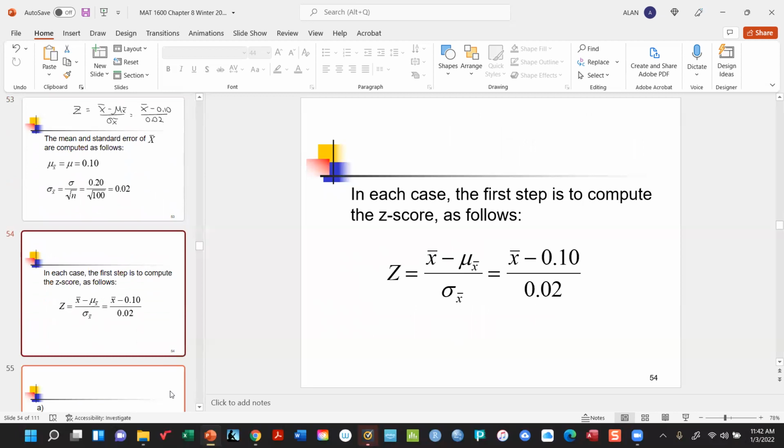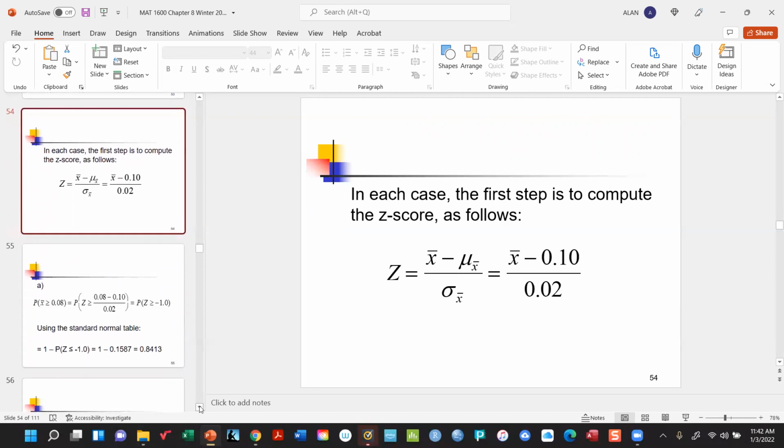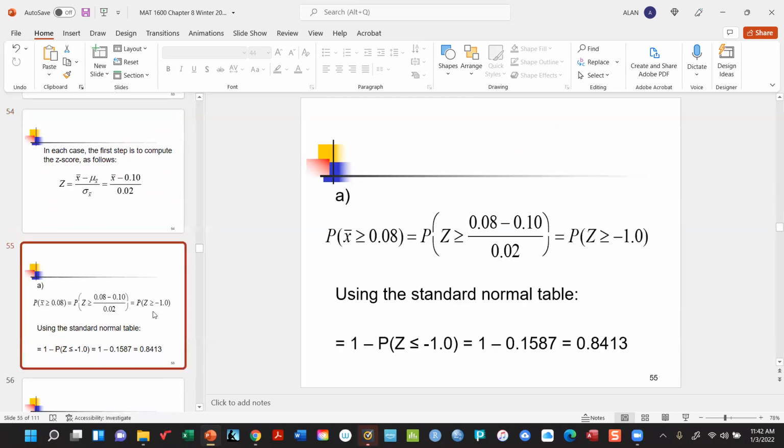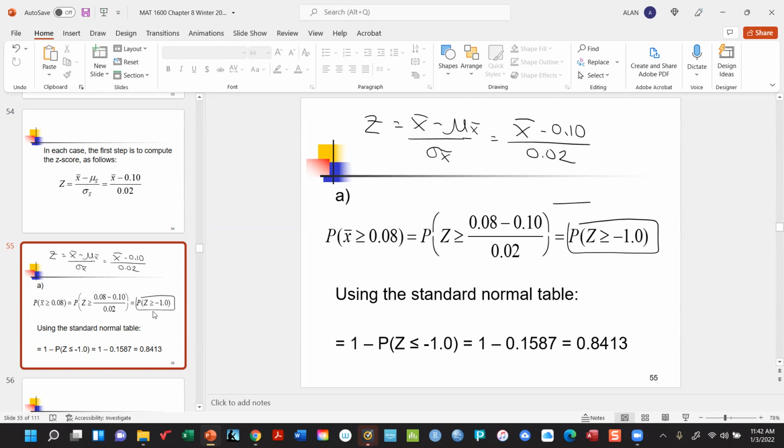All right, so that's what we're aiming for. Okay, and we know how to do this. We've already done it before. So in the first case, we were looking for the probability that X bar was greater than or equal to 8%. So once again, remember, in each of these cases, we're going to subtract the mean of 10 and divide by the standard deviation of 2. Now, here, if you notice, when we do that, we end up with the probability that Z is greater than or equal to negative 1.